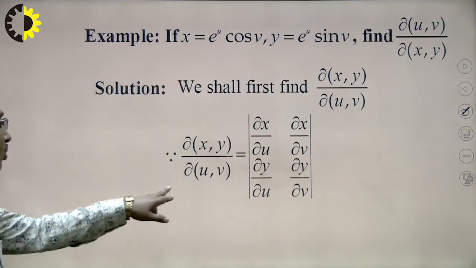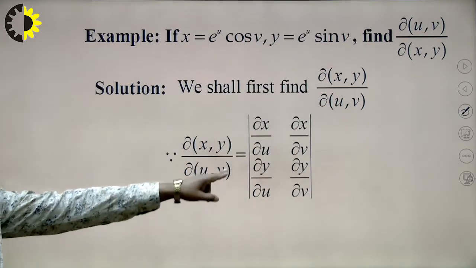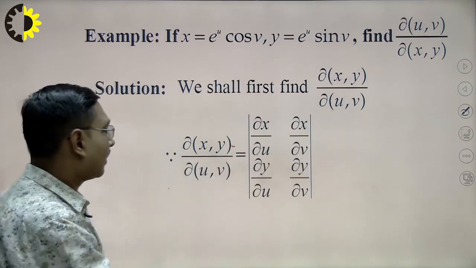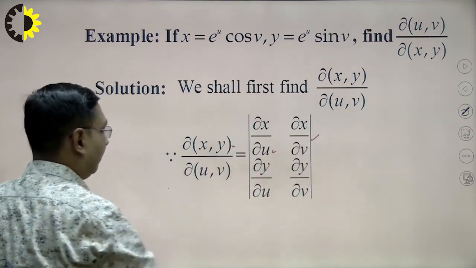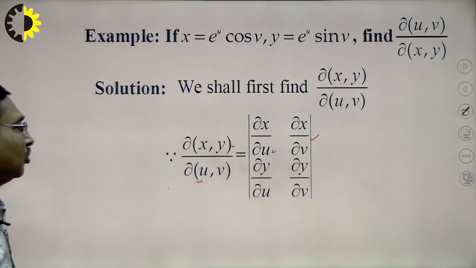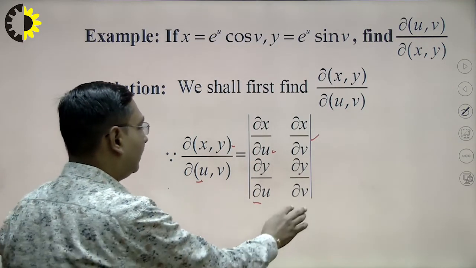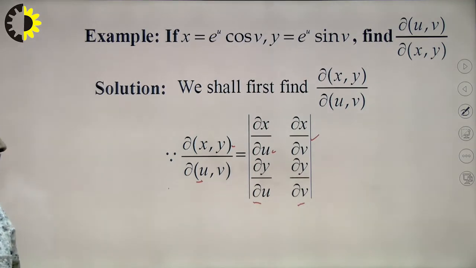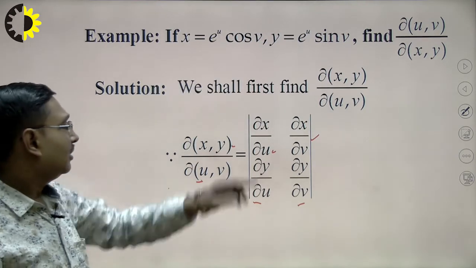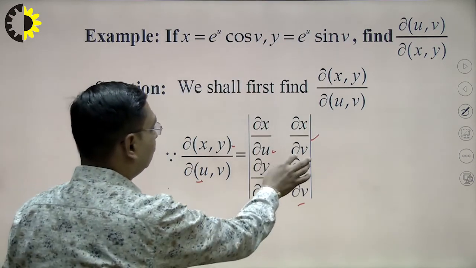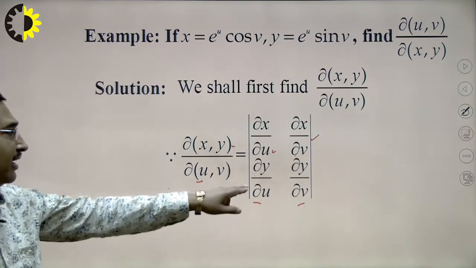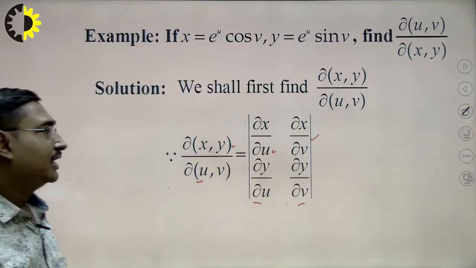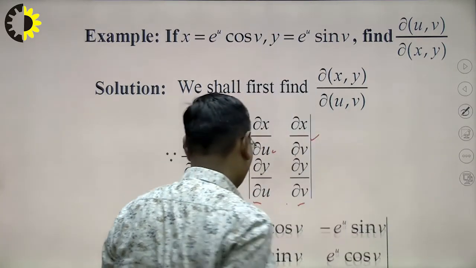Del x y over del u v can be written as del x over del u, del x over del v, del y over del u and del y over del v. X is given, so del x over del u, del x over del v, del y over del u, del y over del v can be calculated directly.